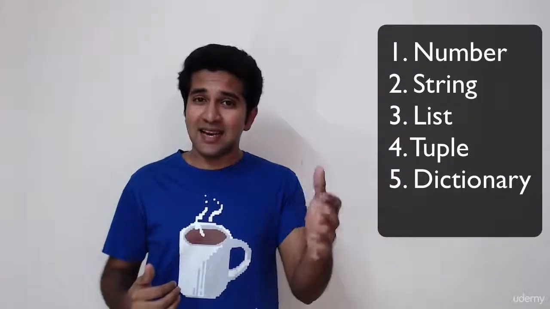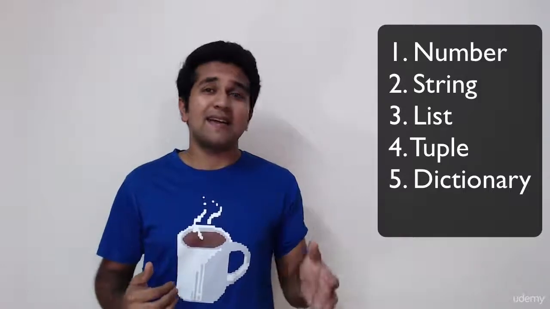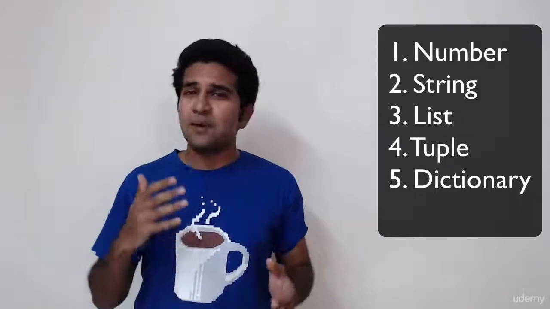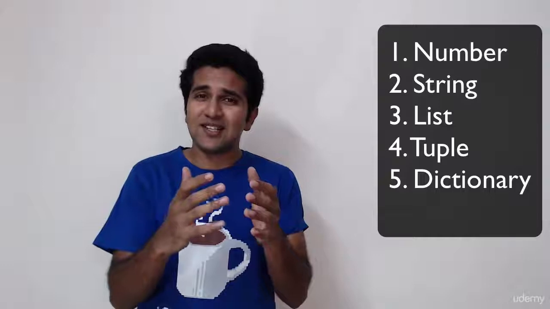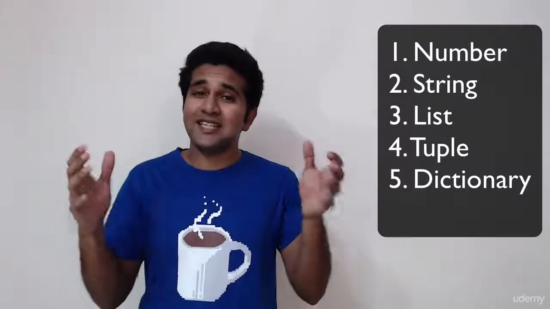Now that you know what variables are, let's take a look at the different types of variables, also called data types, which we have in Python. In Python, the data types are classified into five major categories, and they are numbers, strings, lists, tuples, and dictionaries. In the upcoming sections, we will be discussing each of them in much more detail.